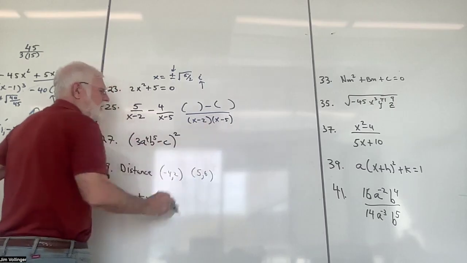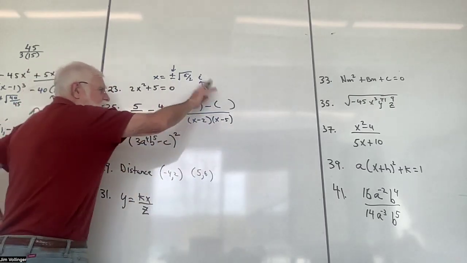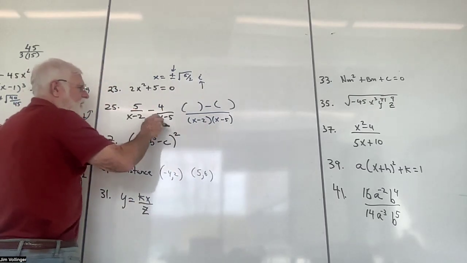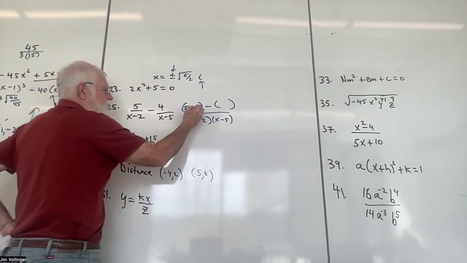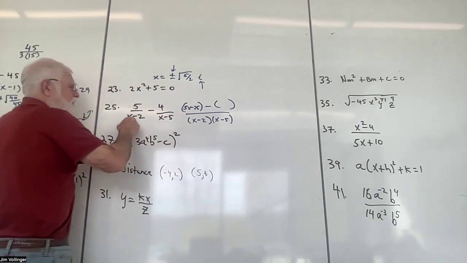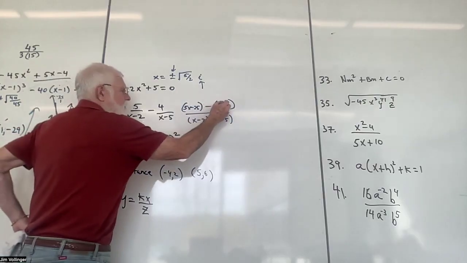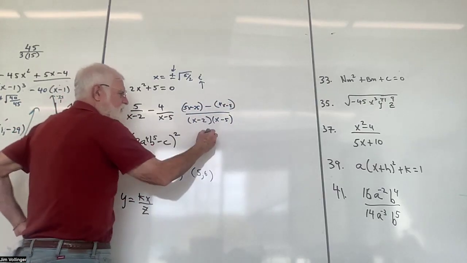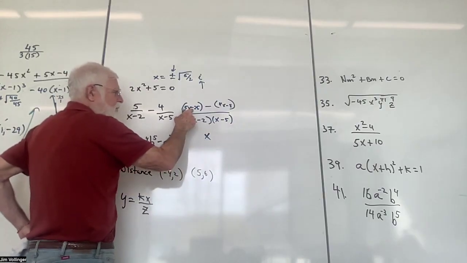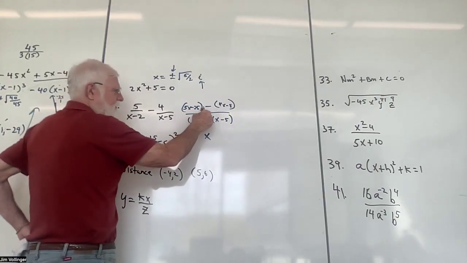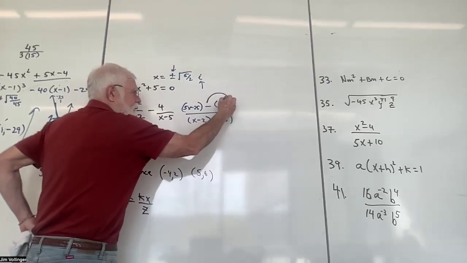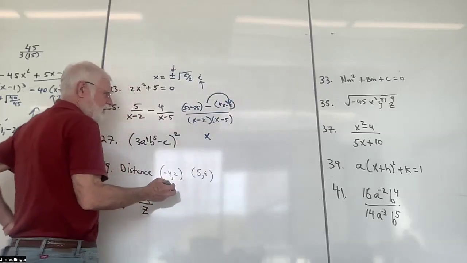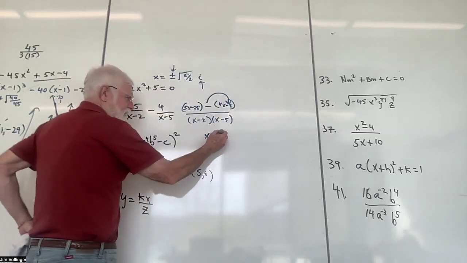And I like to leave it like that because you never know if you're going to get some cancellation. So 5 times x minus 5, 5x minus 25. X minus 2 times 4, 4x minus 8. And now hopefully we can see 5x minus 4x minus 25. Was that what it was? Minus 25 plus 8. That distribution, minus 25 plus 8, minus 17.